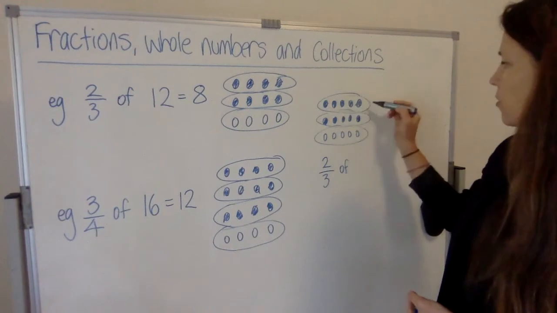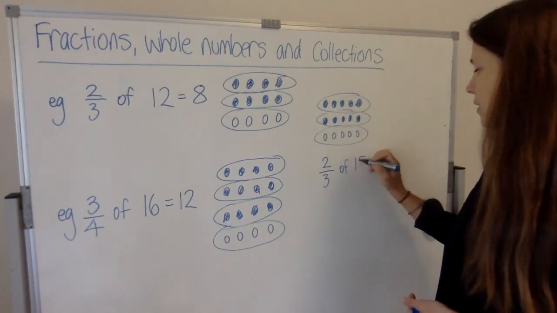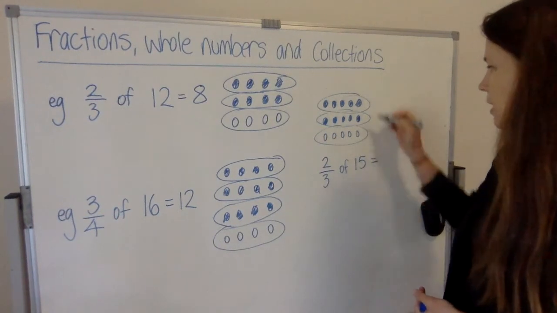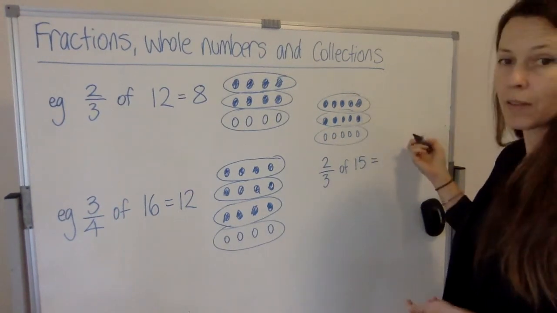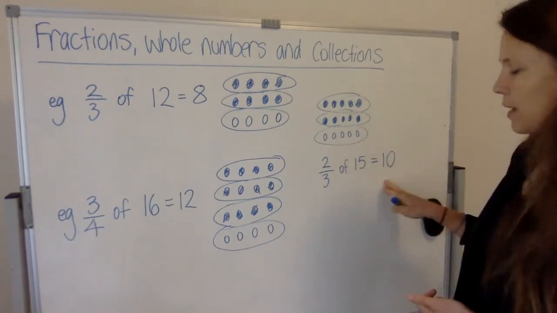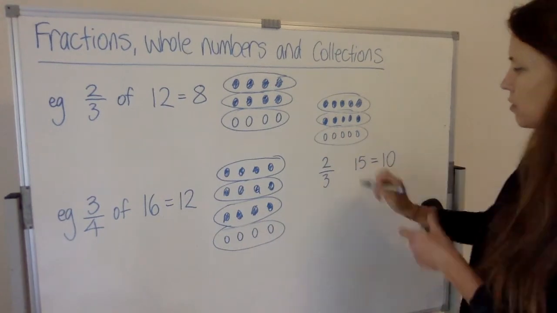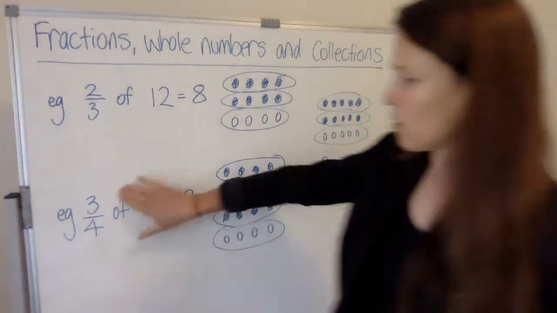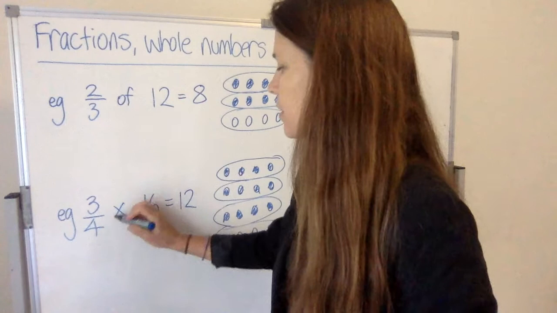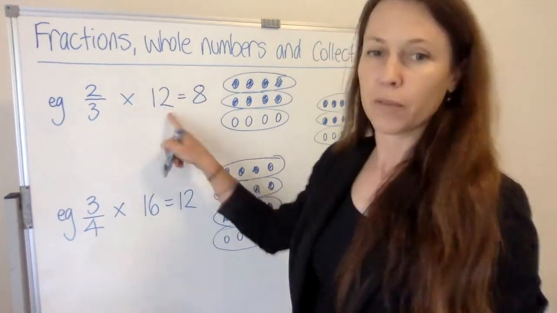Now how many dots are there altogether? Well, there's 3 rows of 5, aren't there? So that's 15. So 2/3 of 15 is the number that are coloured in, which is 10. So if you can go from the picture to the maths, or the maths to the picture, you're going well. And if you understand what's going on, the next step is to replace that of with a times sign. And that's exactly what we're doing there, is we're finding 2/3 of 12.